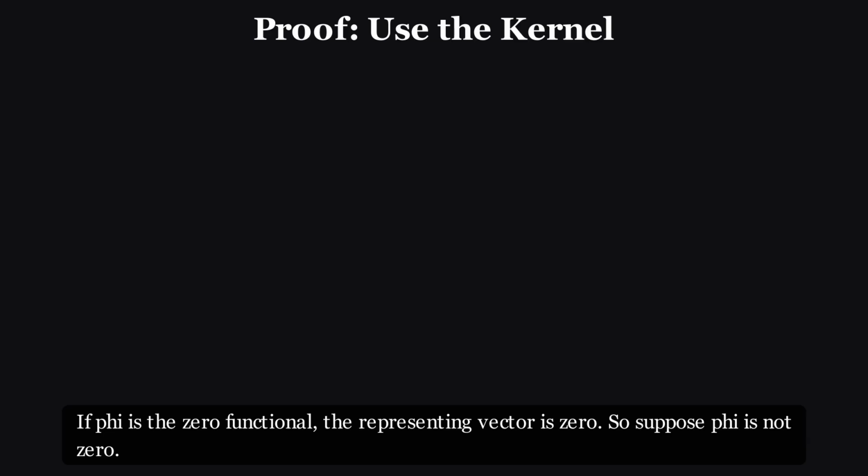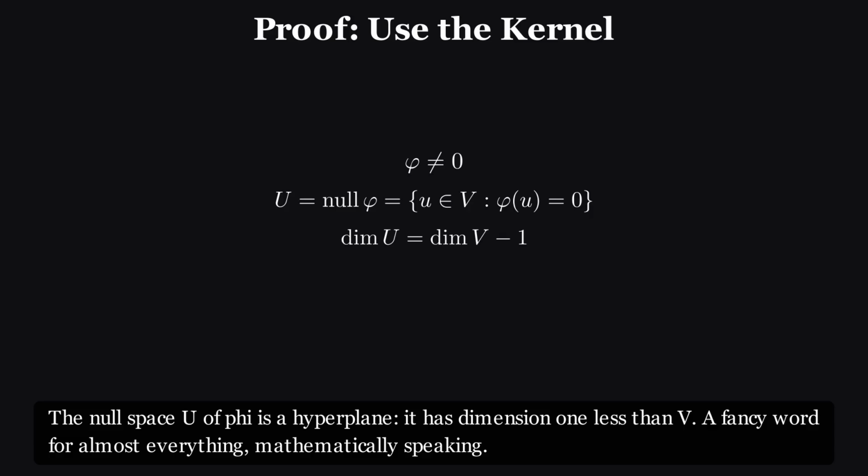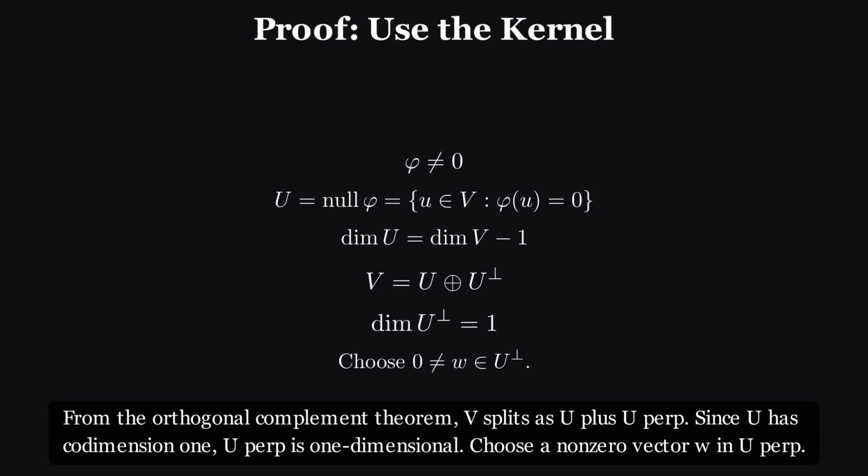If phi is the zero functional, the representing vector is 0. So suppose phi is not 0. The null space U of phi is a hyperplane. It has dimension 1 less than V. A fancy word for almost everything, mathematically speaking. From the orthogonal complement theorem, V splits as U plus U perp. Since U has codimension 1, U perp is one-dimensional. Choose a non-zero vector W in U perp.